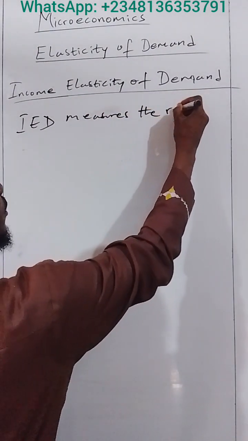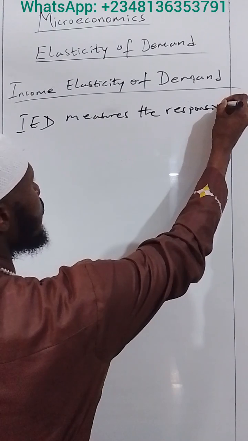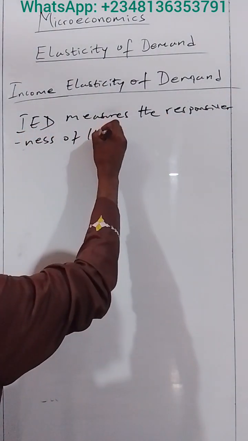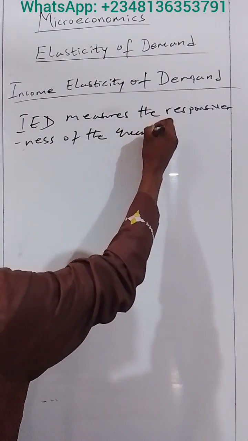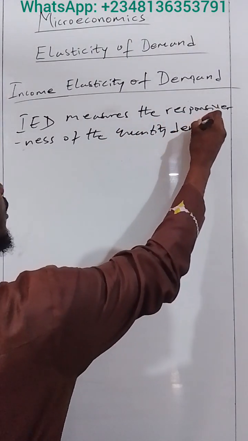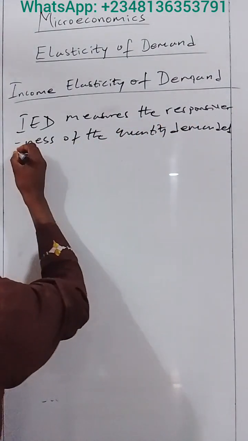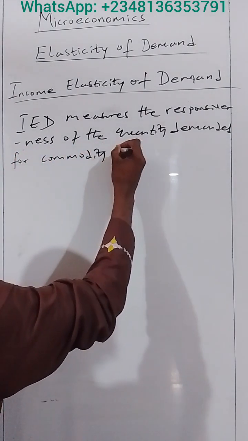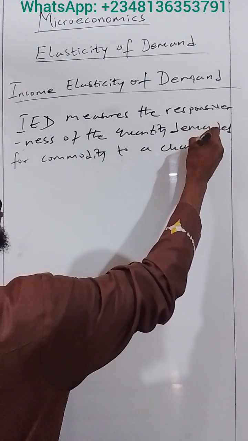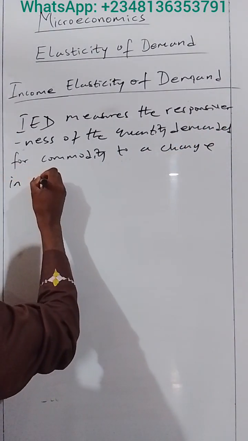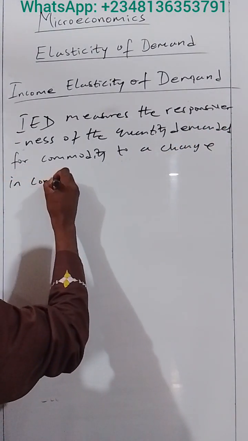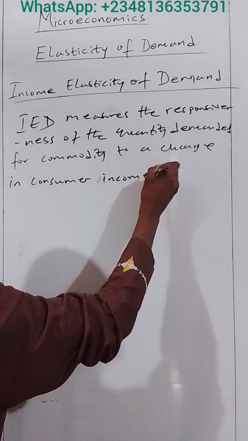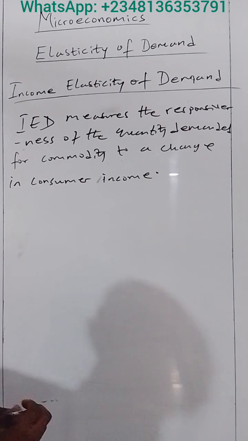In other words, income elasticity of demand measures the responsiveness of the quantity demanded for a commodity to a change in income, that is, consumer income. Change in consumer income. How do we measure income elasticity of demand?